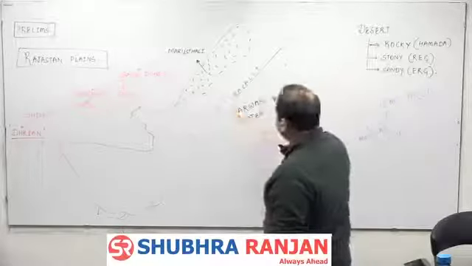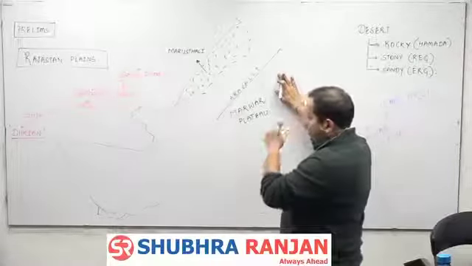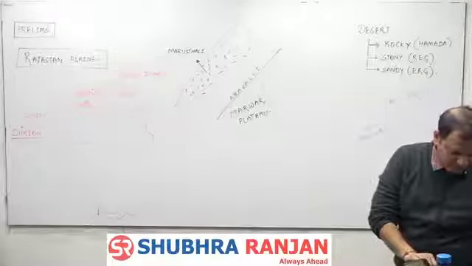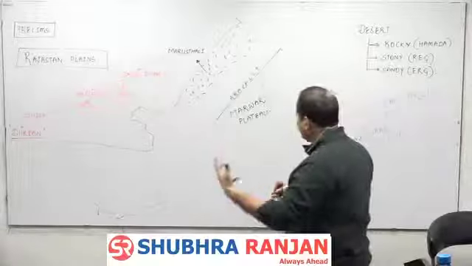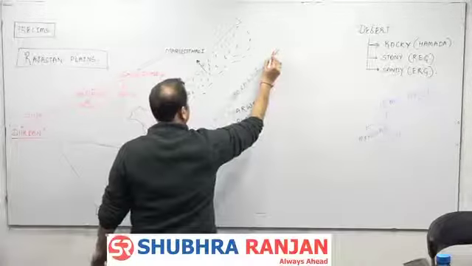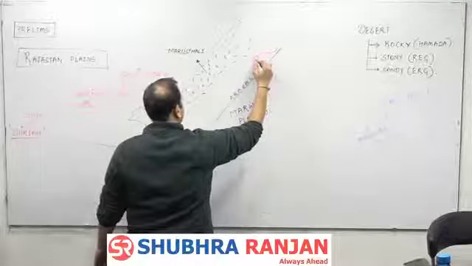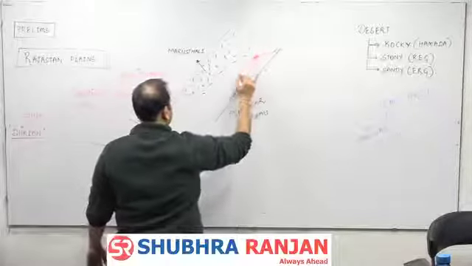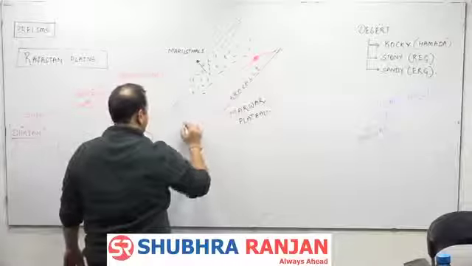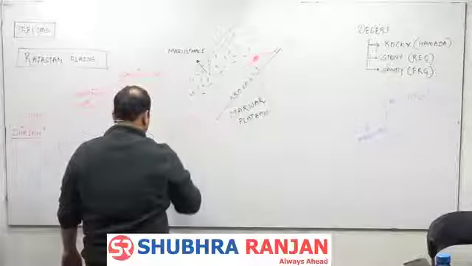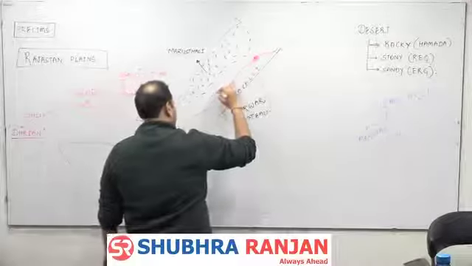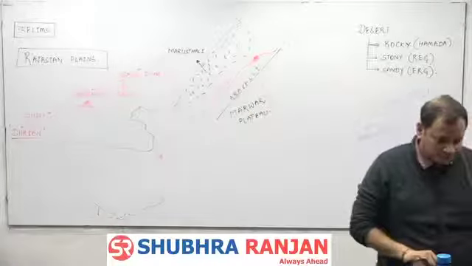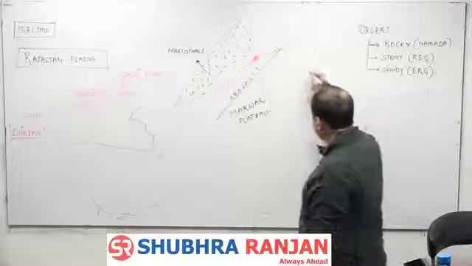Next point. The Rajasthan plains are drained by numerous seasonal rivers, out of which river Luni is the most important river.